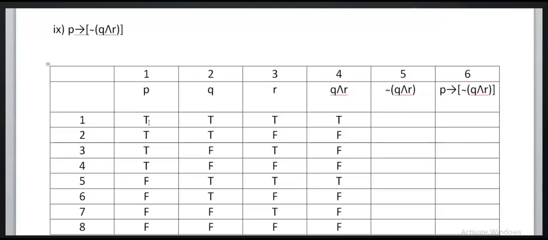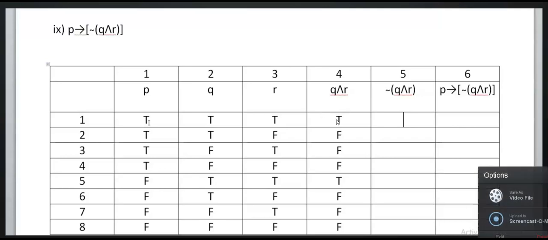Now next is negation. Negation of T is F, negation of F is T, and in this way we'll write: the negation of F is T, F is T, T is F, F is T, F is T, and F is T.